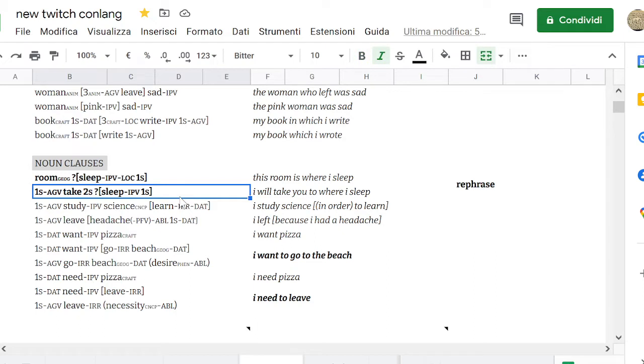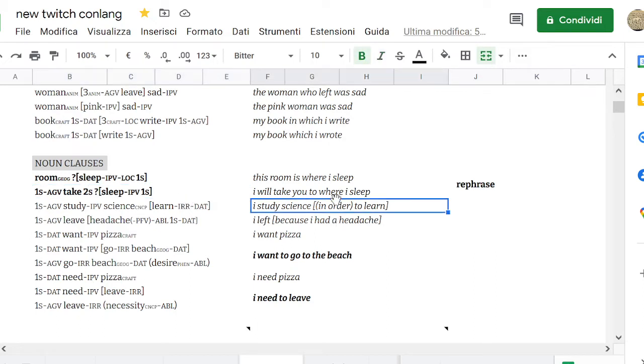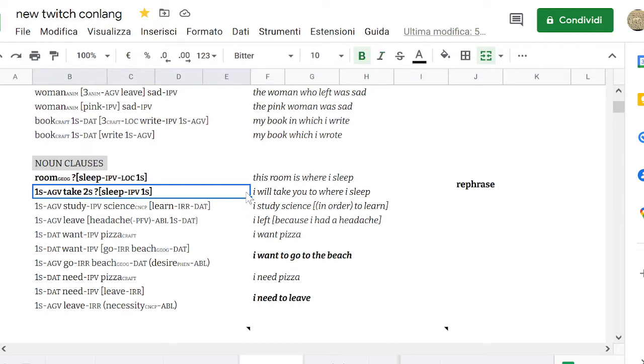Does the relative pronoun mark the role of the clause that it is introducing? In this case, where I sleep, the where is the location, or no, here it's the goal of take, it's where you're taking someone to. So where could mark the goal of take, but then also where is the location of sleep, where I sleep.